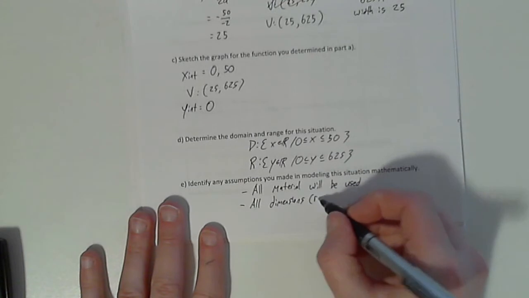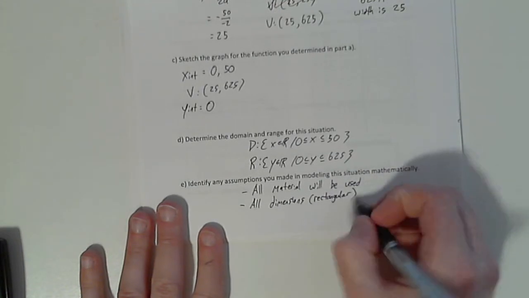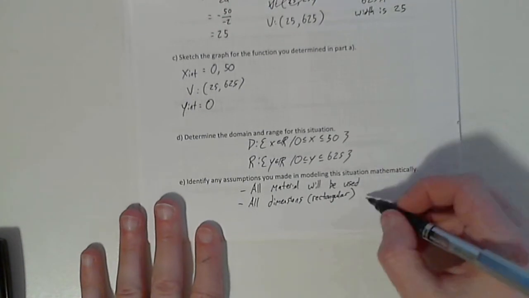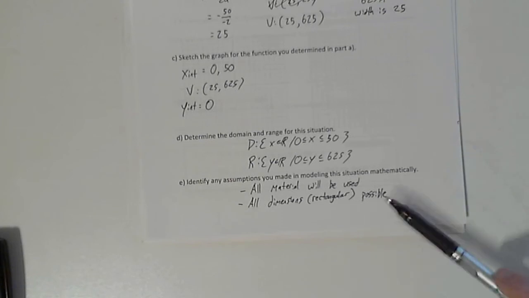All rectangular dimensions. For our graph, we assumed you could make a rectangle that was, say, 27.285 meters across, and then the other one would be whatever the other one is. So it wasn't restricted to just whole numbers, which could be an answer.